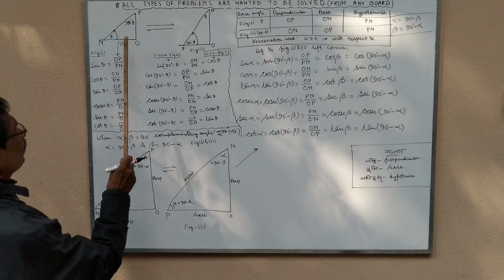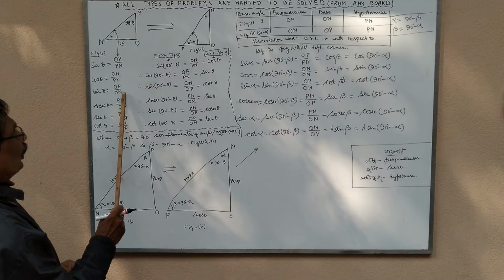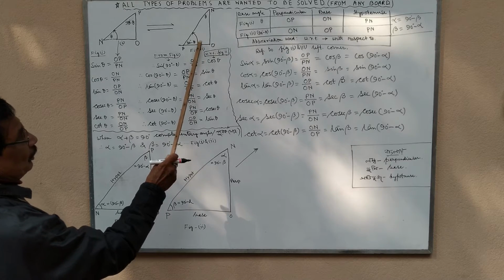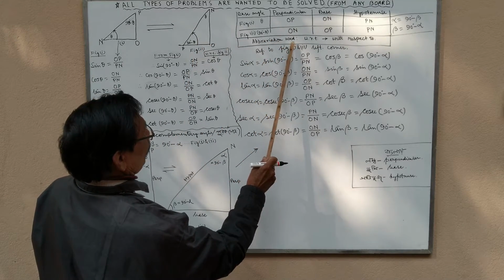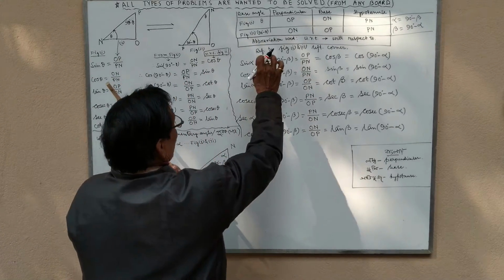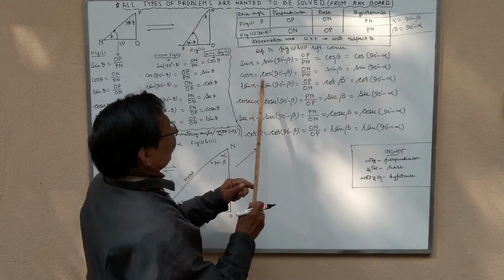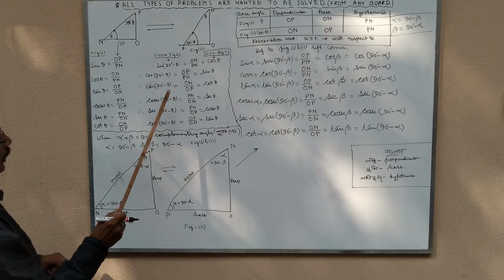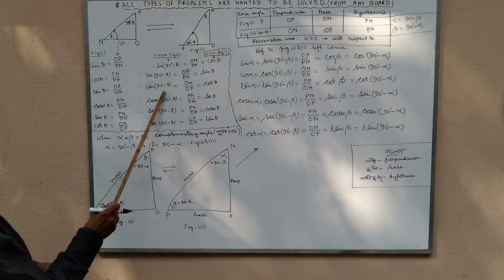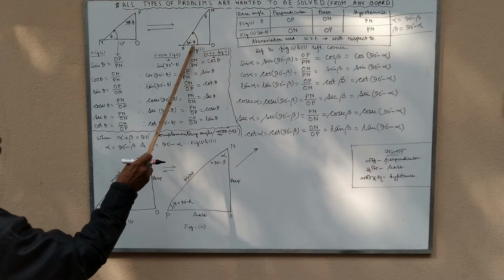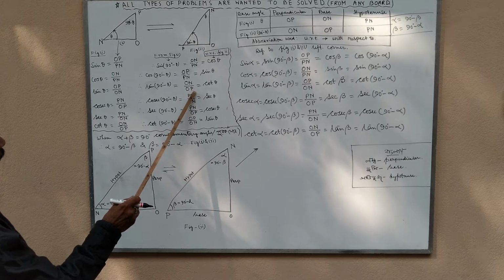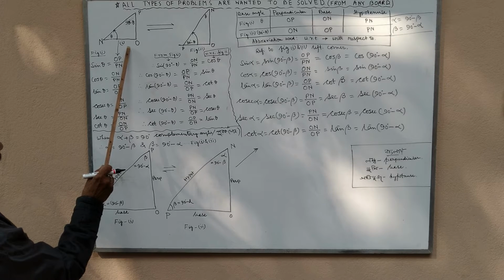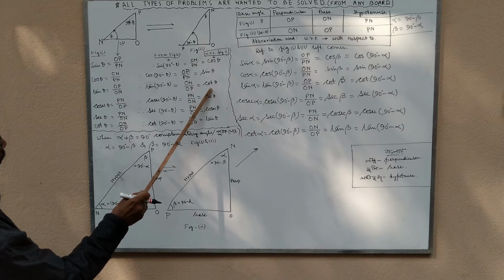Similarly, tan theta from this figure is OP by ON. Now tan 90 degree minus theta with respect to this figure equals perpendicular by base, that is ON by OP. ON by OP with respect to this figure is cot theta.